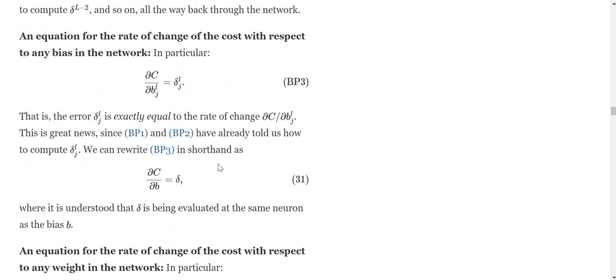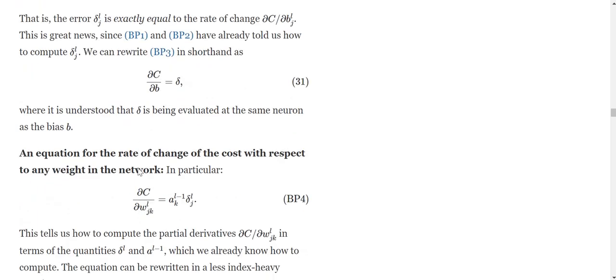Okay, so now we have the third equation of backpropagation. An equation for the rate of change of the cost with respect to any bias in the network. In particular, the partial derivative of the cost function with respect to the bias of the jth neuron in the Lth layer is delta J L. That is, the error delta J L is exactly equal to the rate of change of this. This is great news because these equations have already told us how you can compute this delta. So we can in fact now easily get the partial derivative of C with respect to the bias b.